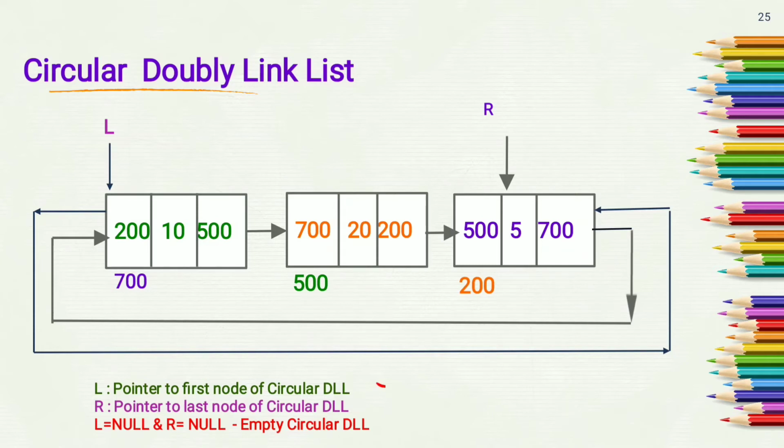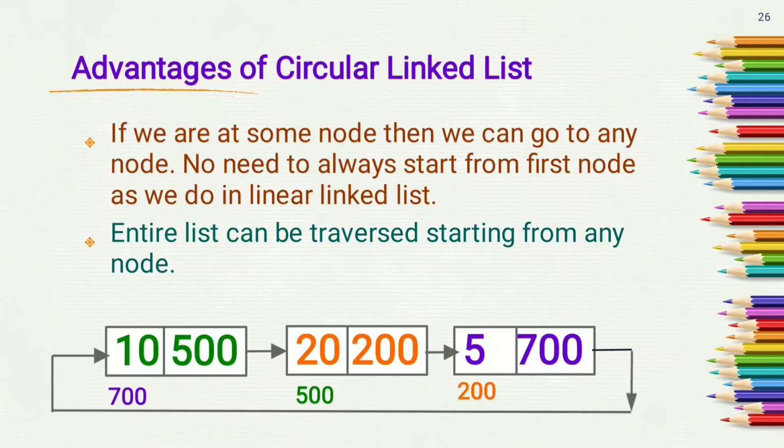Here L is the pointer to the first node and R is the pointer to the last node. If L and R contain null value, it represents an empty circular linked list.